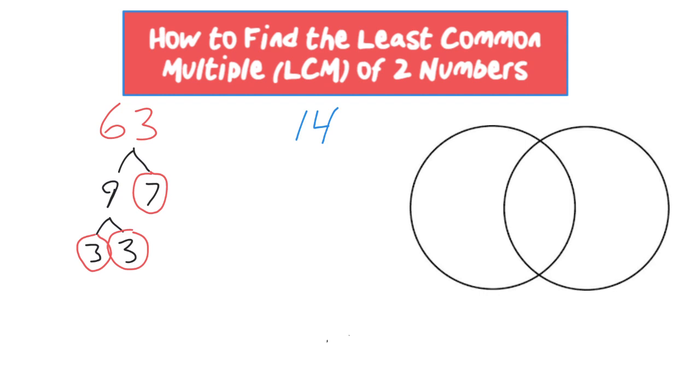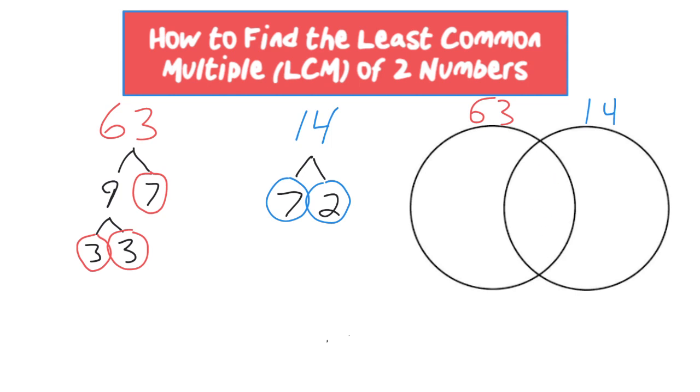Let's do 14. Again, 14, I can do 7 times 2. And again, based on the previous example, I know that these two are prime numbers. Okay, and so now I would go to my Venn diagram. This first circle represents 63, and the second circle represents 14. And so I'm going to ask myself, what factors do they share? And whatever they share, I'm going to go ahead and put in this middle part of the Venn diagram.